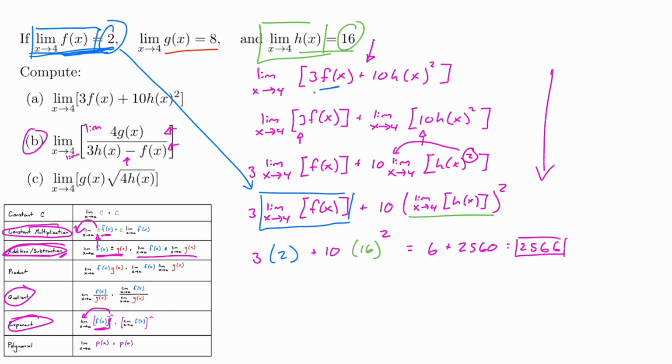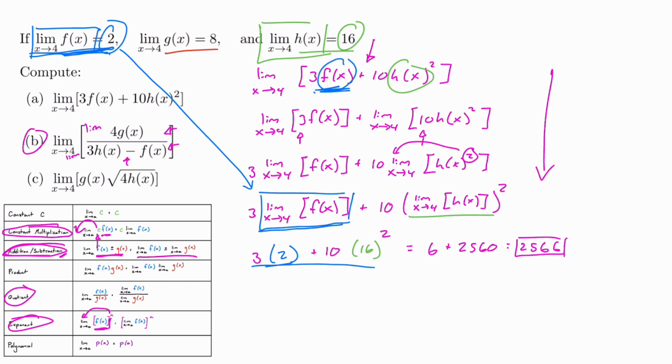But what I see is that after we broke everything apart, our f of x here, what was written first, 3 times f of x, just becomes the limit as x approaches 4 of f of x. So we were able to just plug in a 2, which is what we were given, directly into our problem here. So rather than breaking it all apart, we have this exact same setup, 3 times f of x plus 10 times h of x squared. So everything looks exactly the same, which means instead of going through and breaking things apart, we can just go ahead and plug in our numbers directly as we see them in the problem.